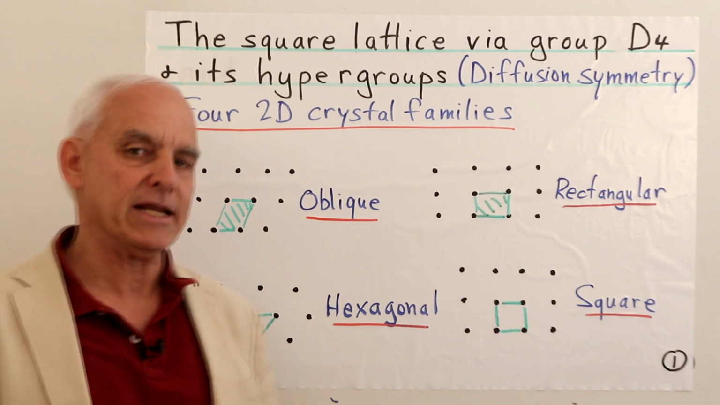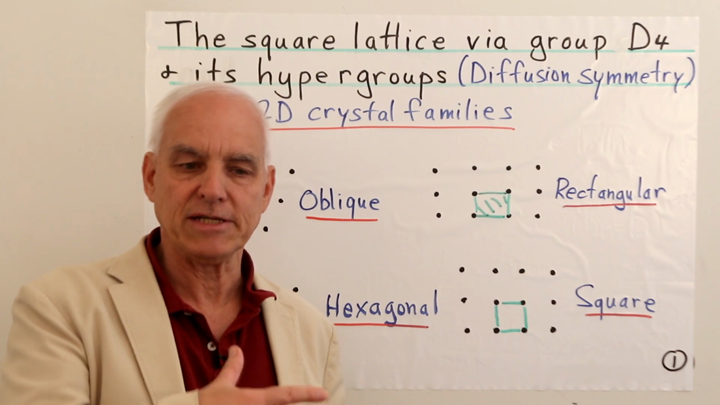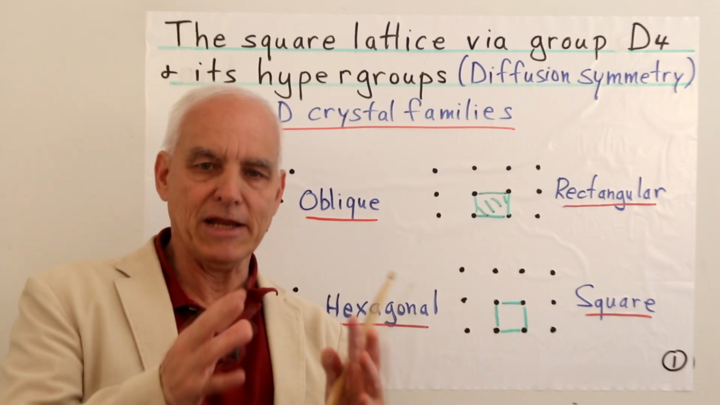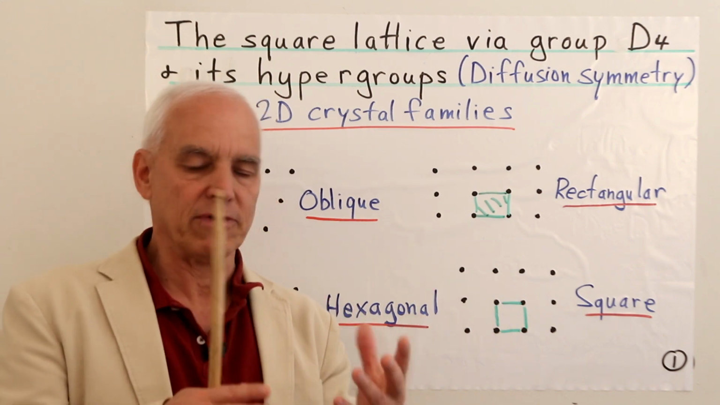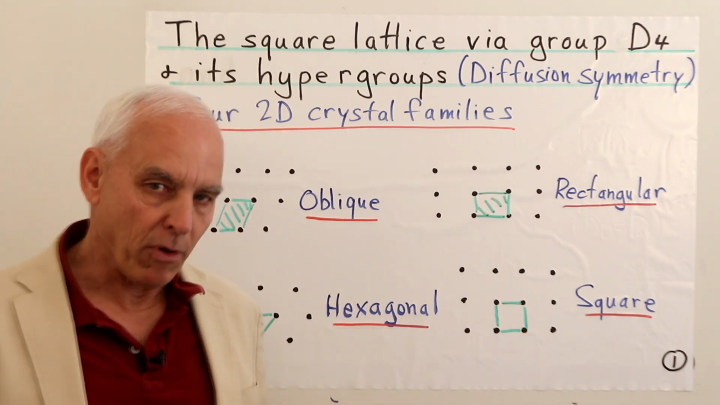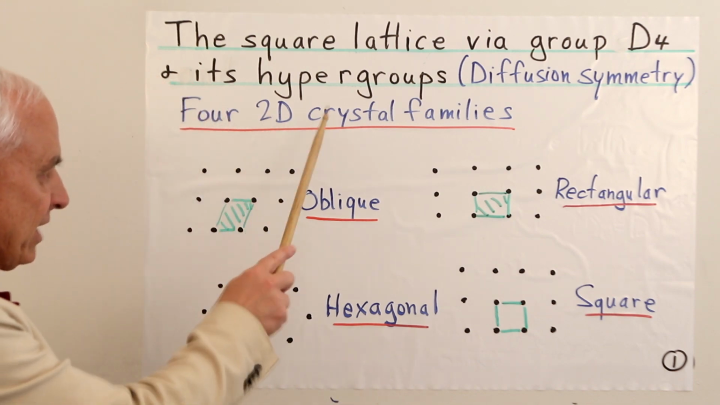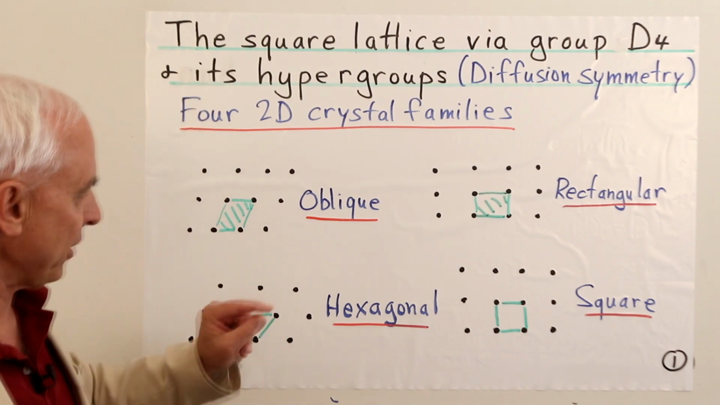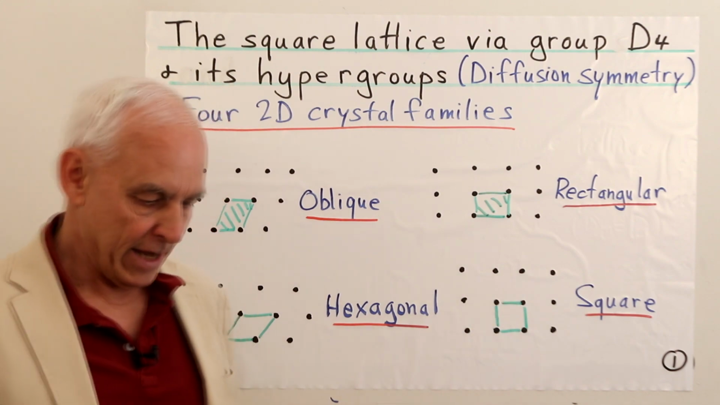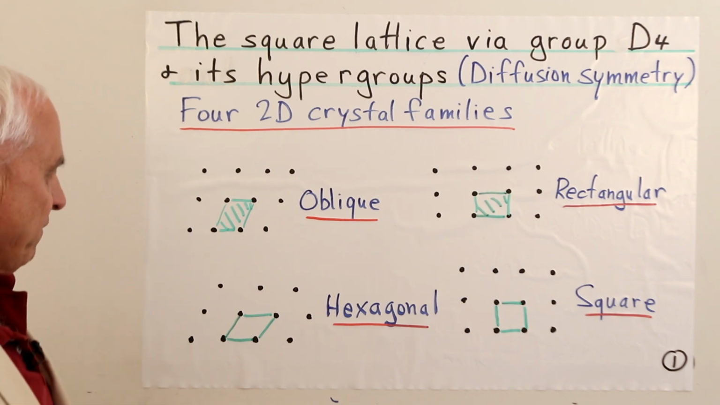In the early 1800s, a chemist and physicist called Bravais classified the different kinds of lattices up to Euclidean transformations like rotations, reflections, and scalings. In 2D, the situation is relatively simple, but still not entirely trivial. There are 4 2D crystal families: the oblique lattice, the rectangular lattice, the hexagonal lattice, and the square lattice. We're going to be concentrating on the square lattice, but let's first have a look at these 4 interesting families.